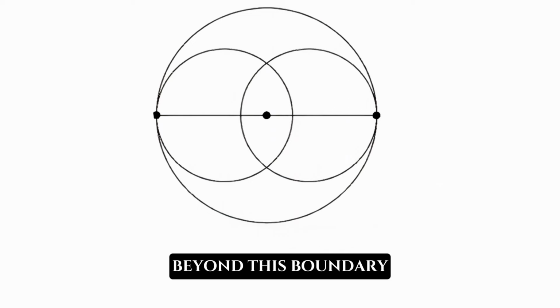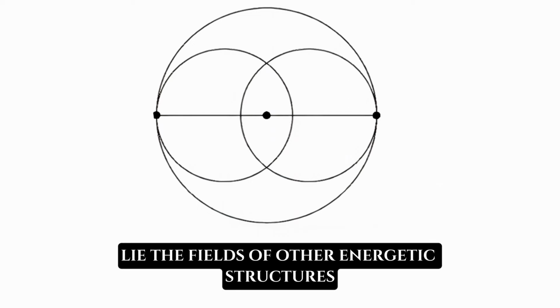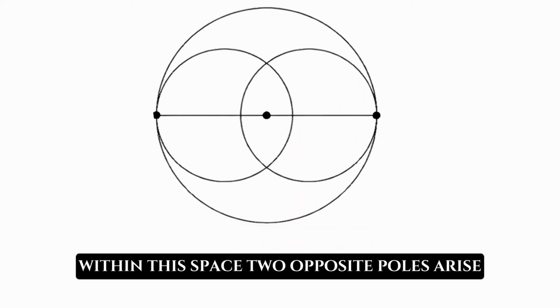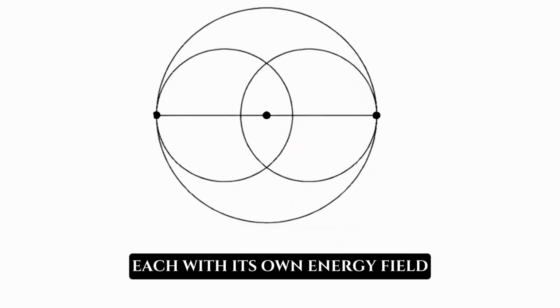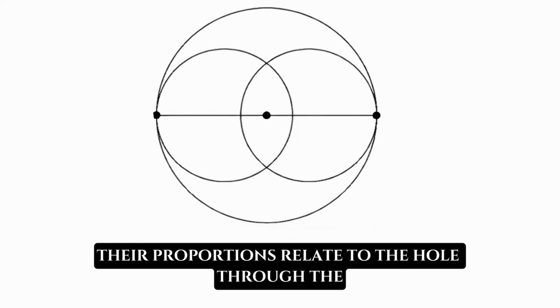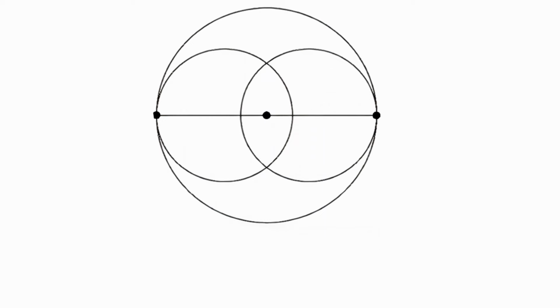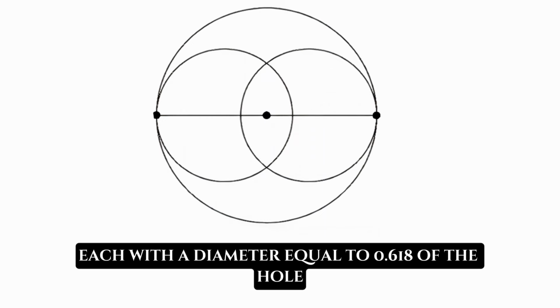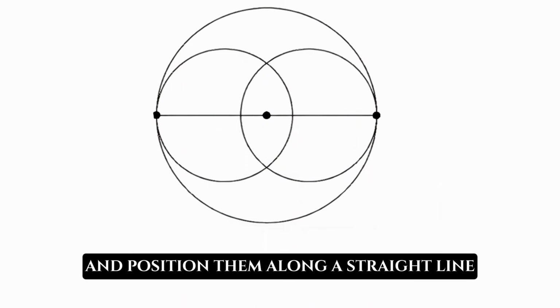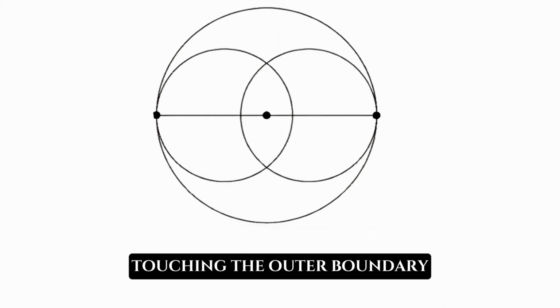Beyond this boundary lie the fields of other energetic structures. Within this space, two opposite poles arise, each with its own energy field. Their proportions relate to the whole through the golden ratio, 0.618 of the full size. We then draw two circles, each with a diameter equal to 0.618 of the whole, and position them along a straight line, touching the outer boundary.